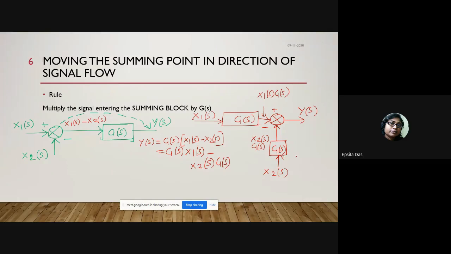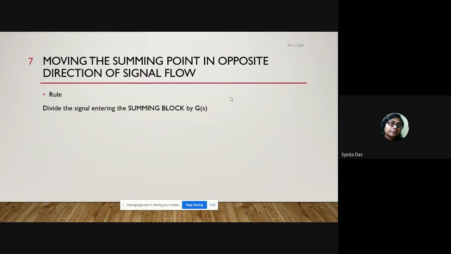Am I clear? Yes, ma'am. Okay, so that's why we multiply the signal entering the summing block by GS. I am multiplying the signal with the value GS and putting it to a summer. That's the rule. Okay. Next.